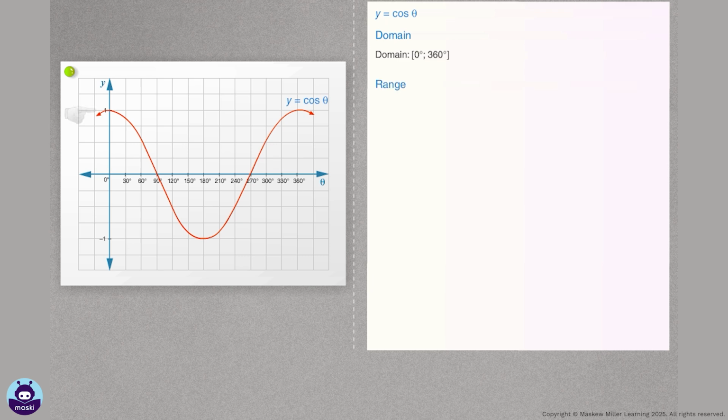Range. The range of the function is the set of all possible y values of the function. Notice that y cannot take all real number values, since the graph does not go above 1 and below -1. The function is confined between -1 and 1. Thus the range of the function can be given as [-1, 1]. Range: closed interval [-1, 1].